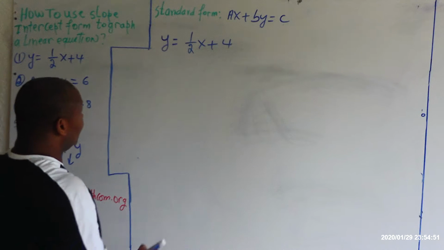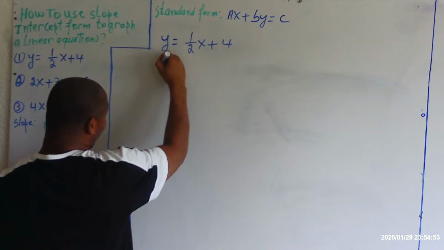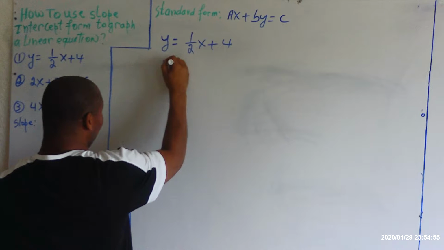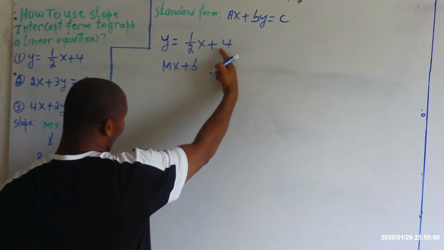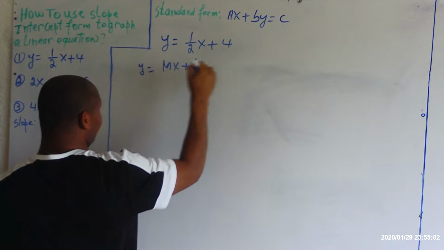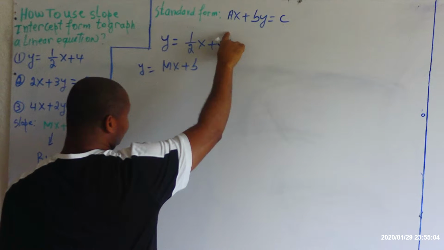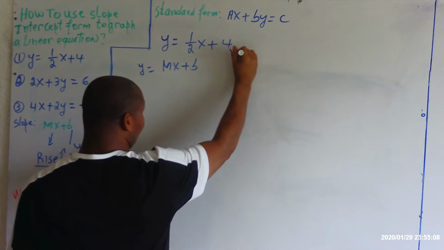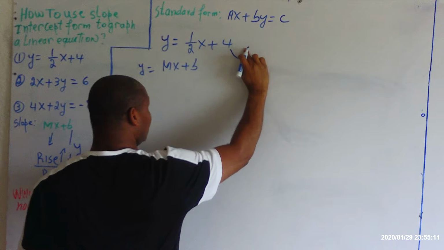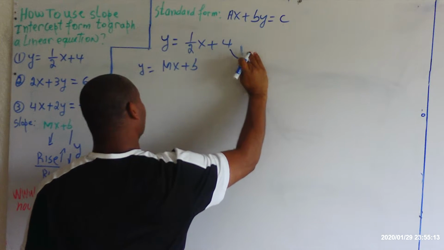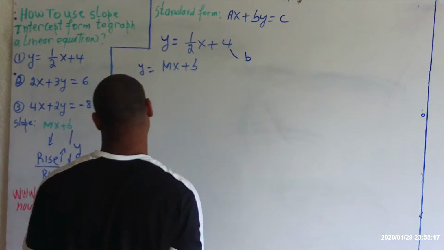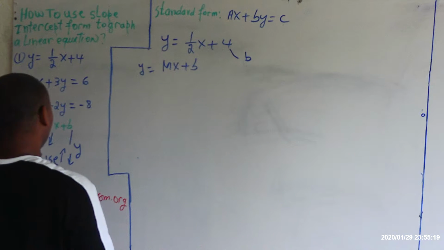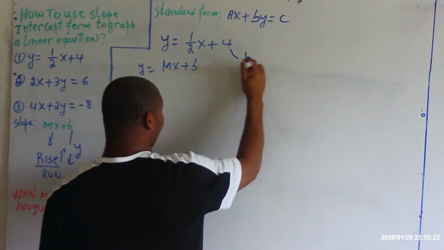You know the slope form is mx plus b. So therefore this is the y, therefore 4 is the b. Okay, 4 is b. You can write it down. This is the b. Or you can translate that 4 is the y-intercept.